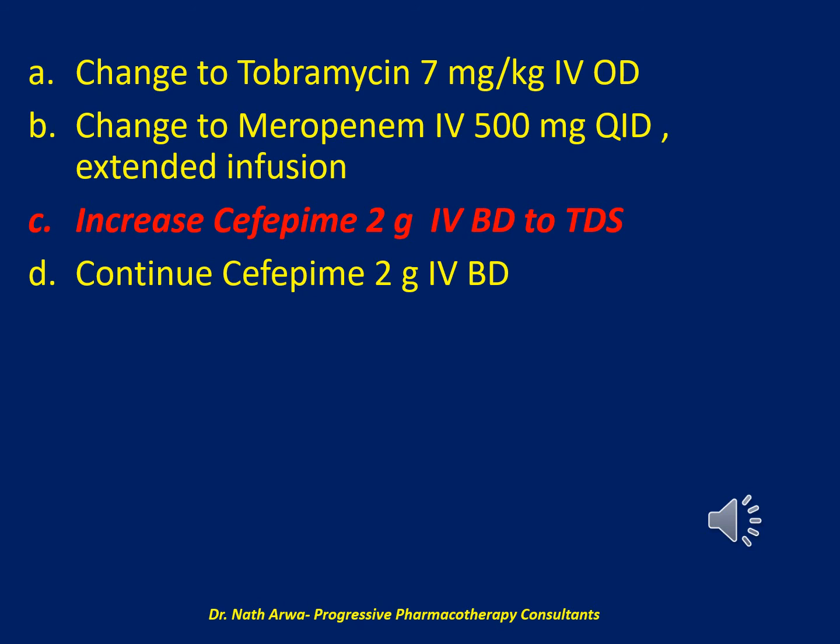Cefepime has emerged as a carbapenem-sparing option for AmpC, and meropenem would be unnecessary escalation, therefore answer B is incorrect. For bacteremia, aminoglycoside monotherapy would not be ideal and is associated with poorer outcomes, therefore answer A is incorrect. Let's move to the next question please.